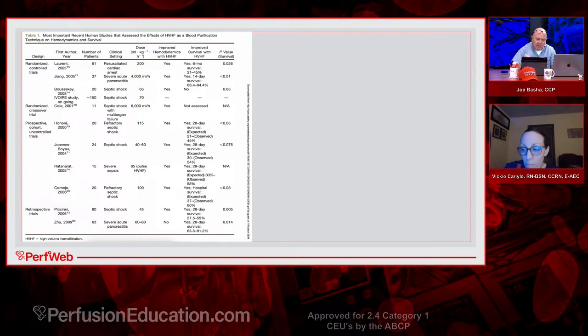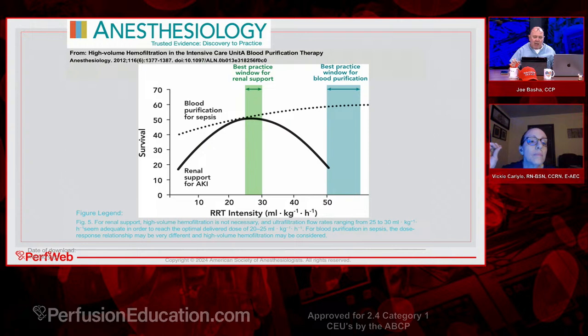So that's absolutely correct. And then this very nice study I thought was very interesting when it comes to the intensity of your CVVH. This is your best practice window for renal support. And if you look here, your survival goes up as your intensity increases, and somewhere in this window is your Goldilocks zone, and then your benefit decreases over time. So there is a place where it is optimal. And the same thing for, in the dash line, your blood purification strategies for sepsis. This is using high intensity hemofiltration, not a particular CytoSorb, but you see here that your survival continues to increase with intensity.